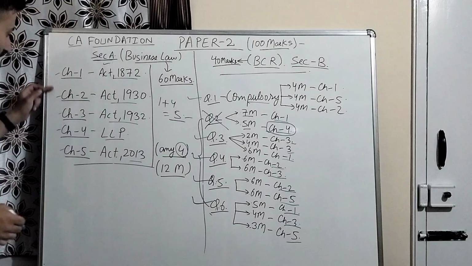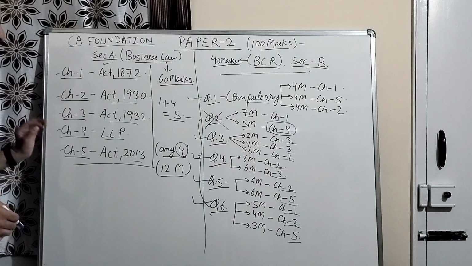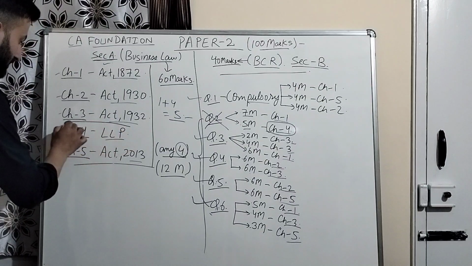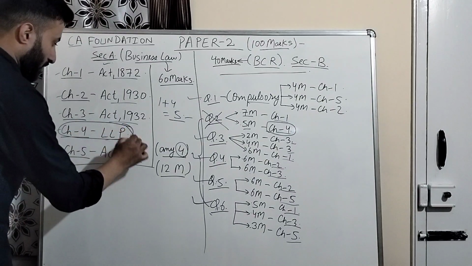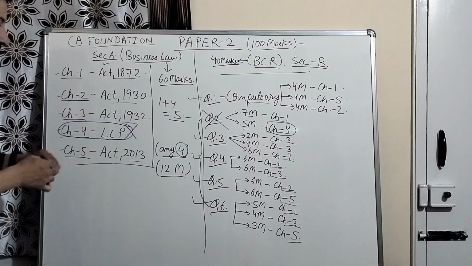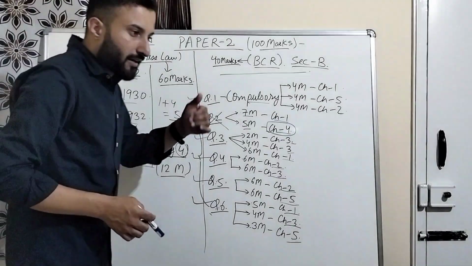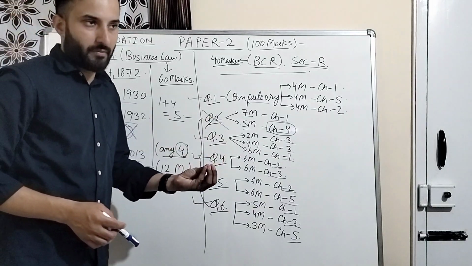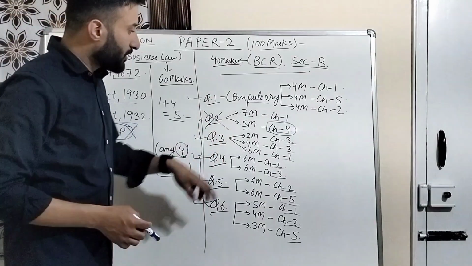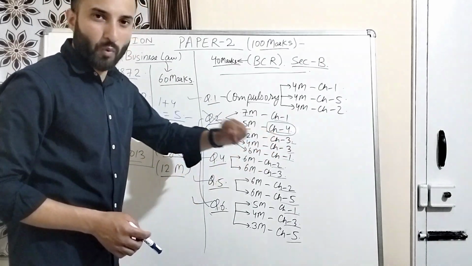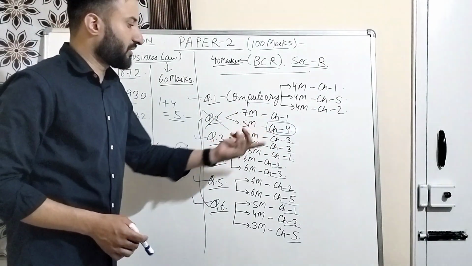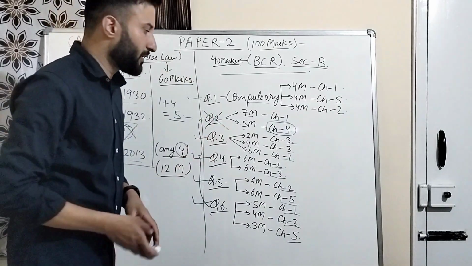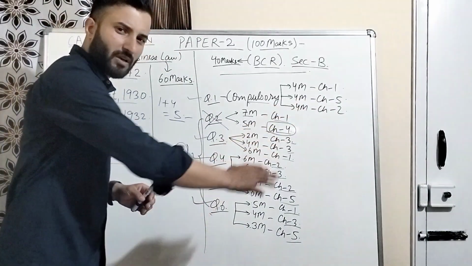So out of these 5 chapters, which chapter are you going to skip? We are going to skip chapter number 4, the LLP. We are going to skip this chapter because this is all based upon the last 6 attempts, means the 3 years. In the 3 years they have asked for chapter number 4 just once or twice. So it's better to leave chapter number 4.